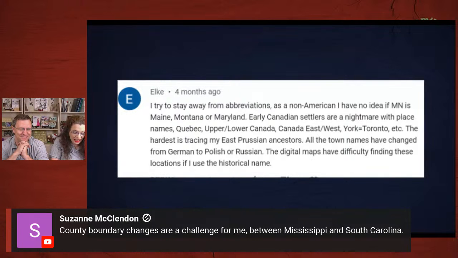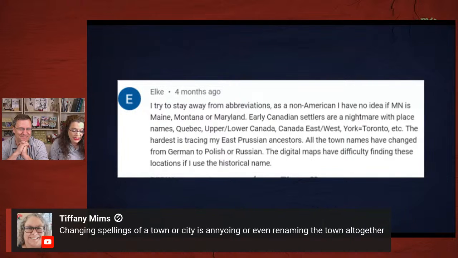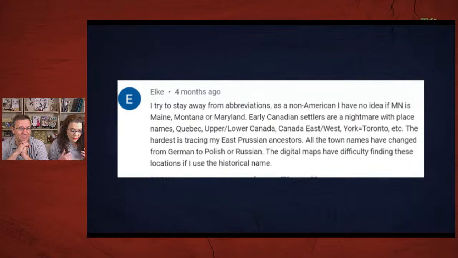Exactly. And then the other problem is that when you use historical place names, modern maps can't plot it on a map. So then you come into a discussion, we'll talk a little bit later, historical versus modern place name. And things get quite complicated. Lots of viewers have been talking about the different challenges they have, spelling changes, boundary changes, and so on and so forth.